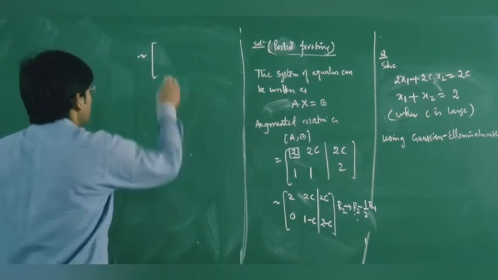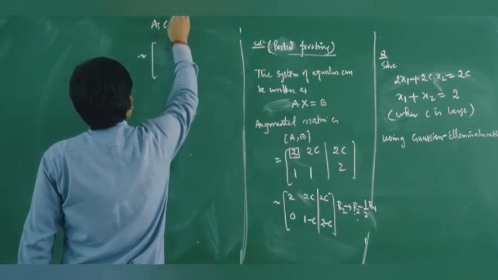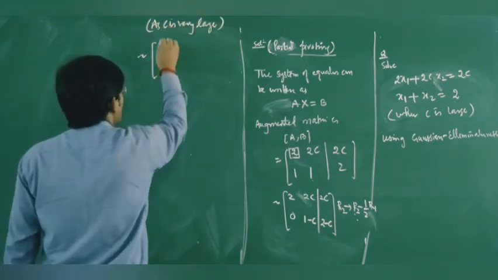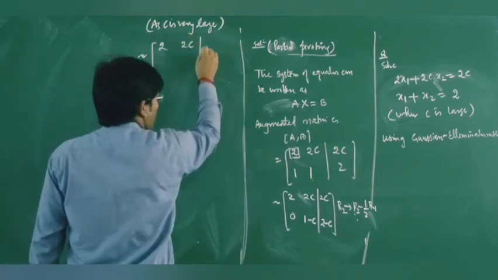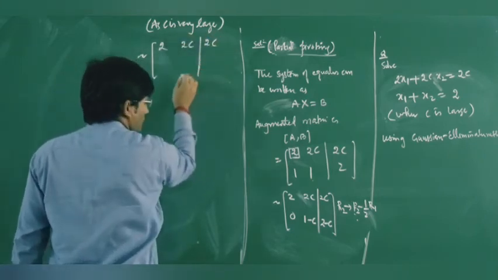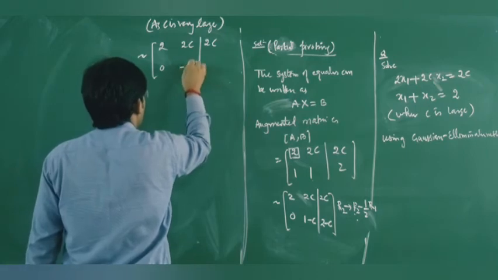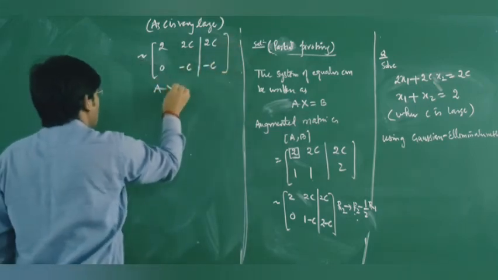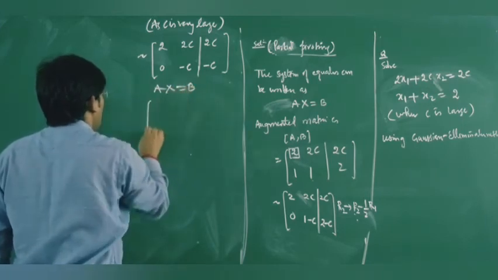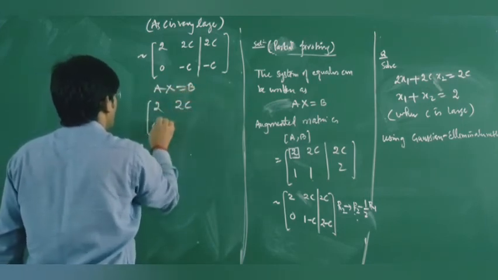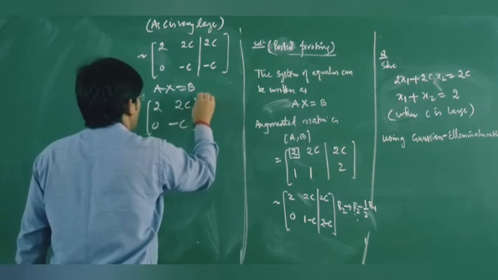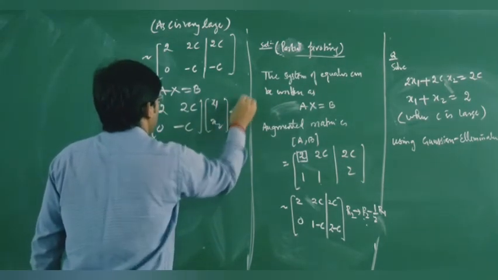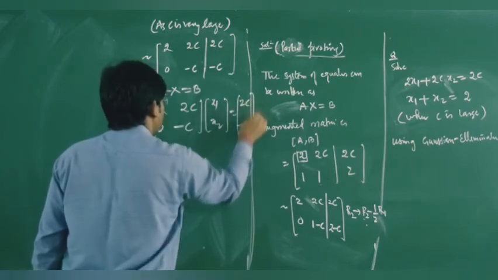So in that case, as C is very large, you can see that this is equivalent to 2C, then we have again 2C. Now this is your 0, then this will be minus C, and again 2 minus C will be minus C. So your solution is given by this equation, and we have 2C, 0, minus C into the variables x1, x2, then in the right hand side we have 2C, minus C.